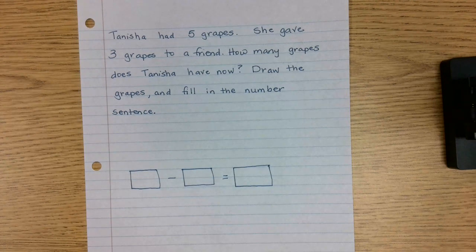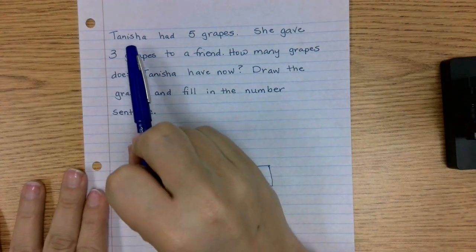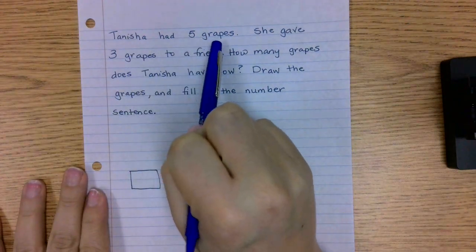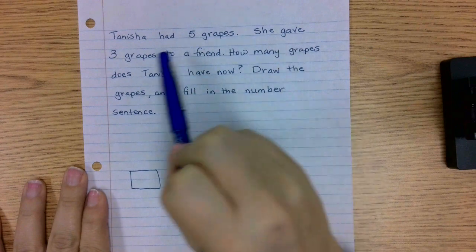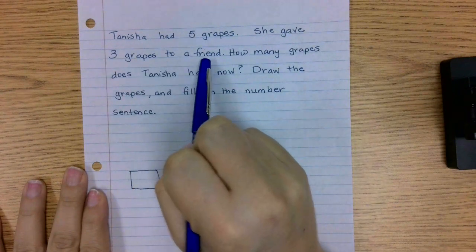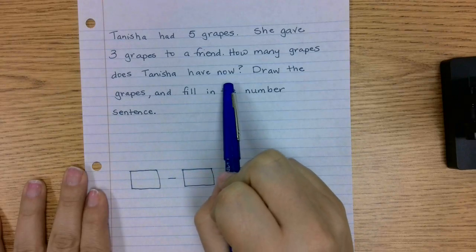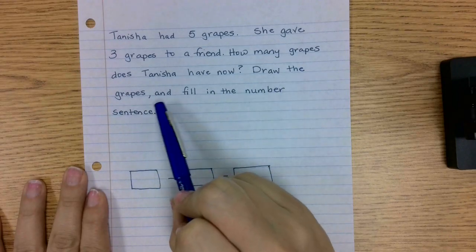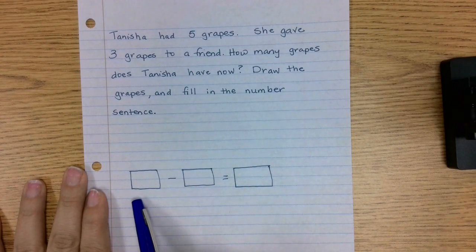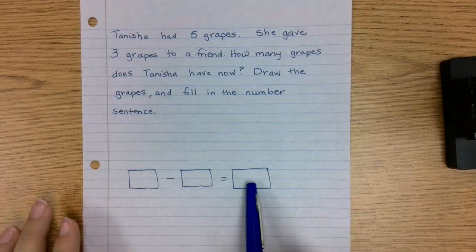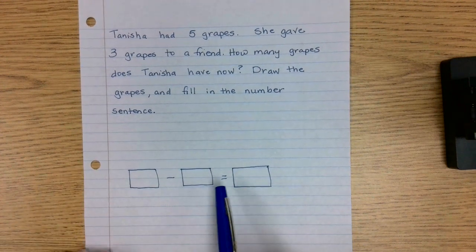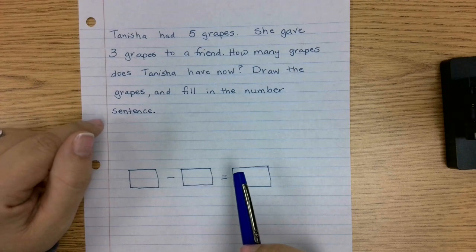For our math journal today, we have this problem here, and let's read it together. Tanisha had 5 grapes. She gave 3 grapes to a friend. How many grapes does Tanisha have now? Draw the grapes and fill in the number sentence. So we have these rectangles showing the number sentence that we have to fill in. But first, let's work through the problem.